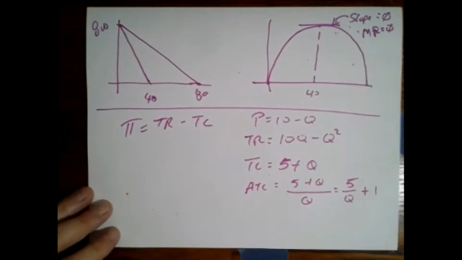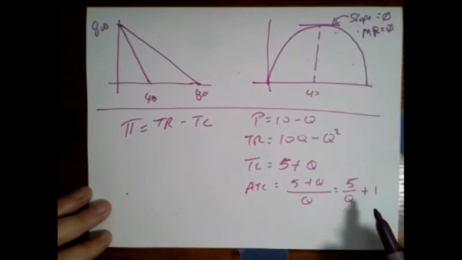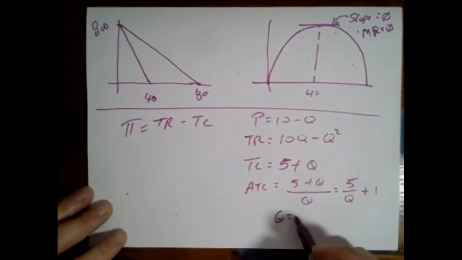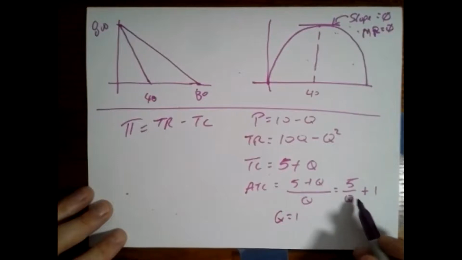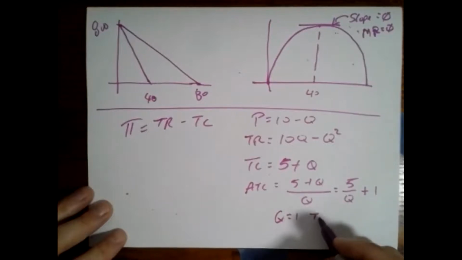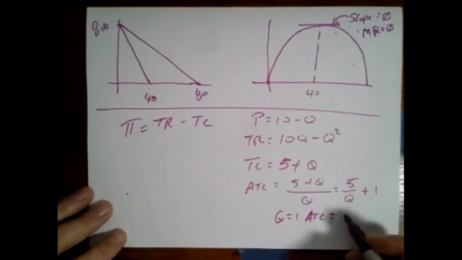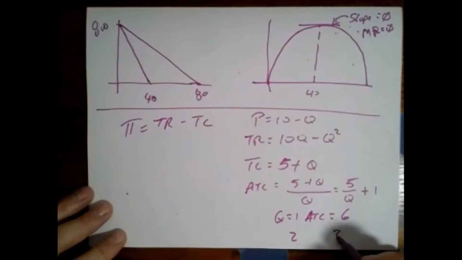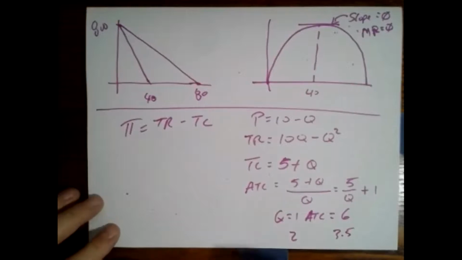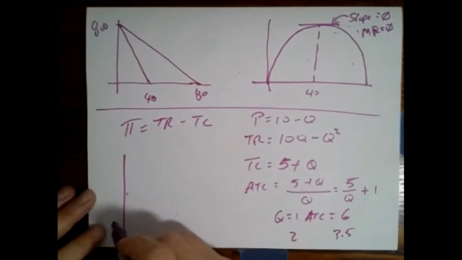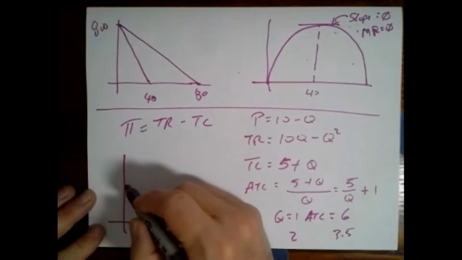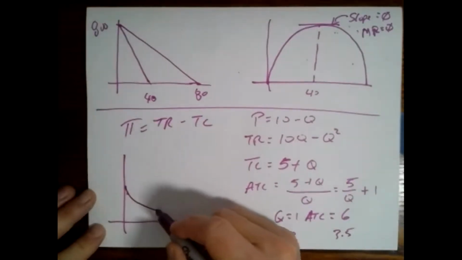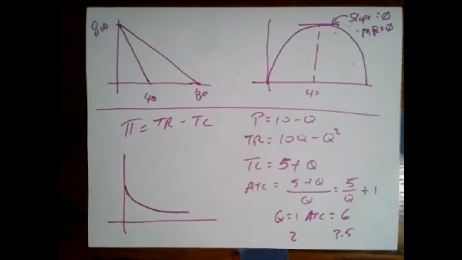So at Q equals 1, our average total cost would be 6. Q equals 1, 5 over 1 is 5 plus 1 is 6. So ATC equals 6. At Q equals 2, we'd have 5 over 2, which is 2.5, plus 1 is 3.5, right? And we'd see that continue to go down. So if we were to draw that, what we'd see is something like this, right?